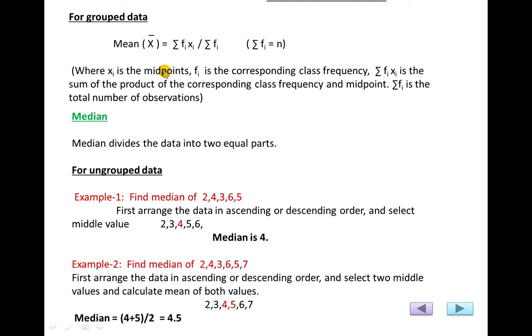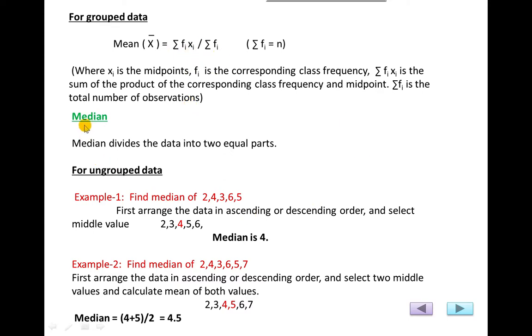Where xi is the midpoint, fi is the corresponding class frequency, sum fi xi is the sum of the product of the corresponding class frequency and midpoint. First we will multiply the midpoint with frequency and then sum all values. Summation fi is the total number of observations. We will use this in grouped data.